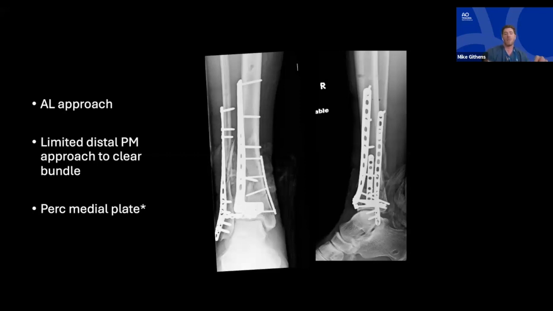Any comments from either the chat or from our faculty? One of the questions was just asking if you'd put that medial plate in during that first debridement.